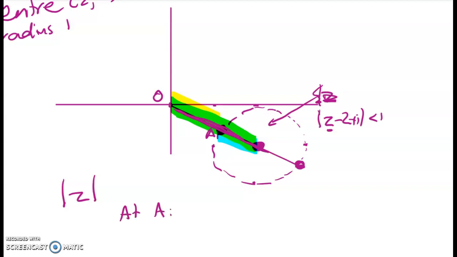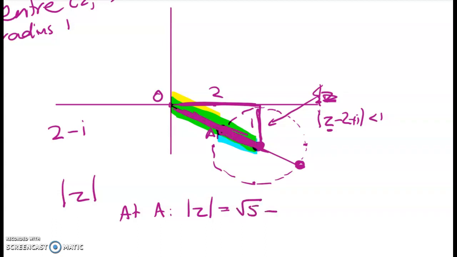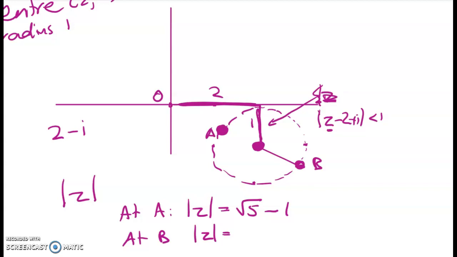So at A, the magnitude is equal to, well, let's figure out how long this line is. This bit here has a side length of 2, and this bit here has a side length of 1, because it's centered at 2 minus i. So at point A, the magnitude is going to be all of that side, which is root 5, take away 1. And over here at point B, that's the furthest away, the magnitude is going to be this length here, all of that, plus 1.